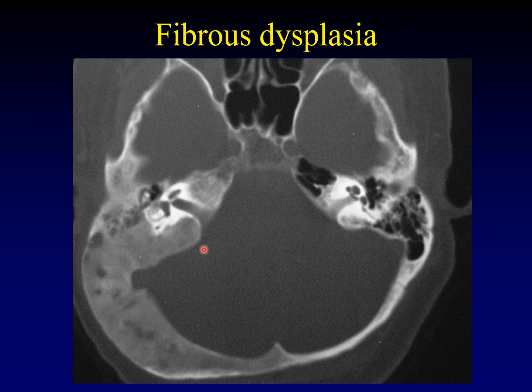This is a pretty classic appearance for fibrous dysplasia. Fibrous dysplasia should spare the otic capsule. So although we'll see a lot of lucent bone all the way around and some classic ground glass appearance here, although we see lucent bone all the way around, the otic capsule itself should remain spared in fibrous dysplasia. This is a differentiating feature between fibrous dysplasia and Paget's disease of the temporal bone.